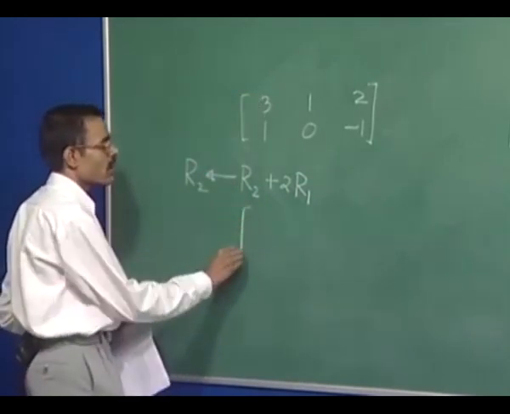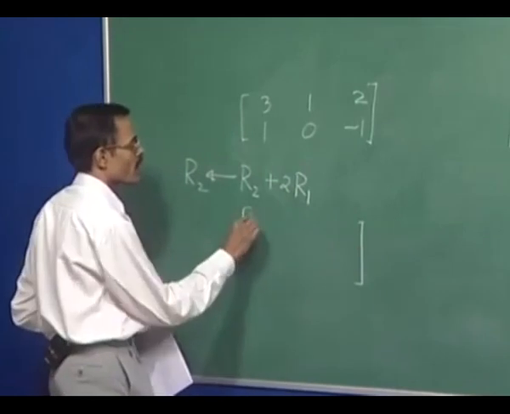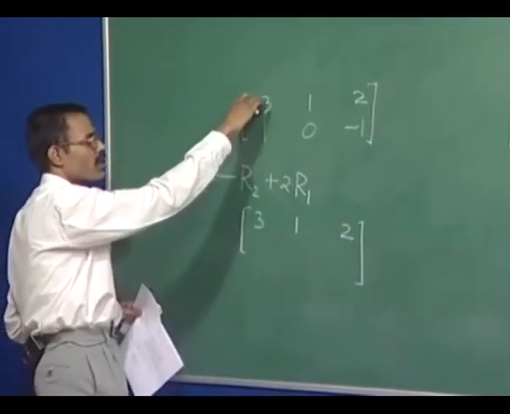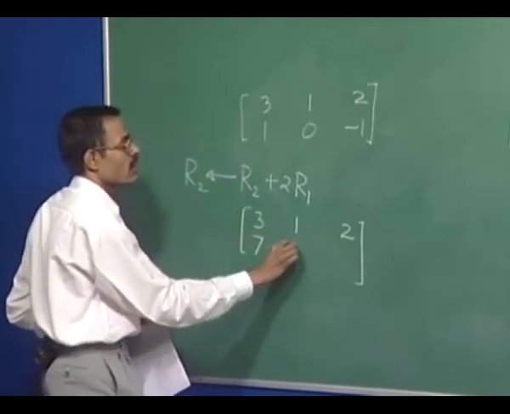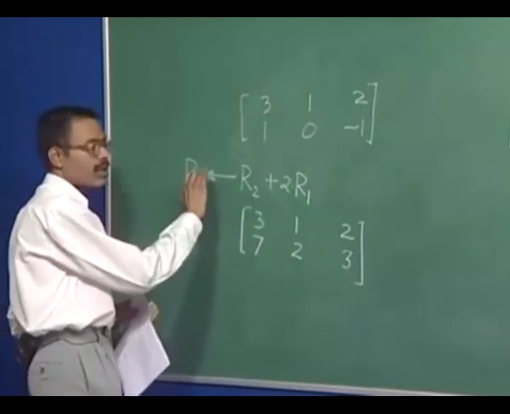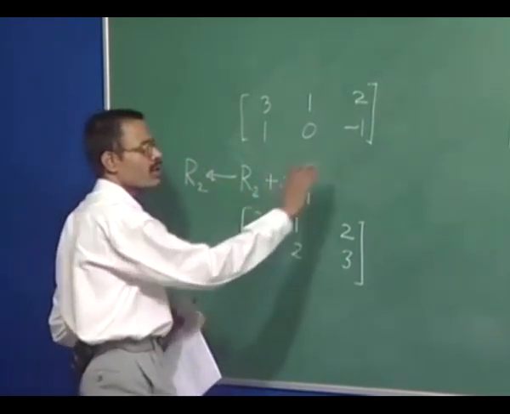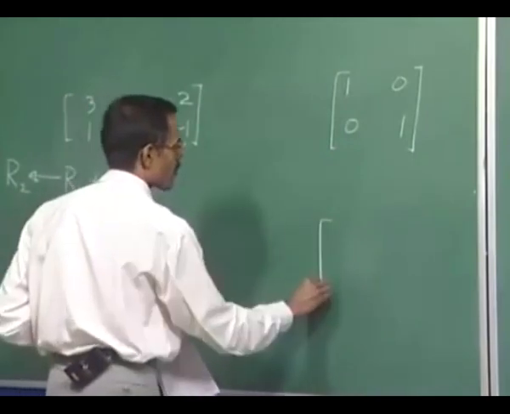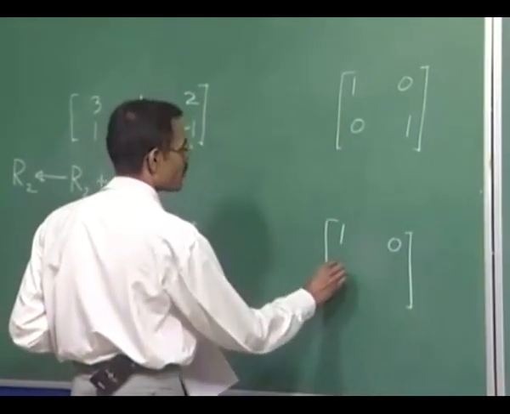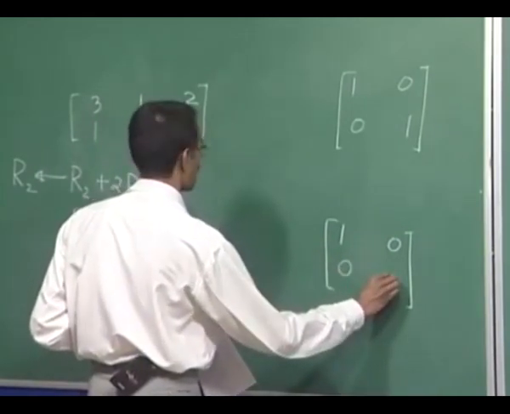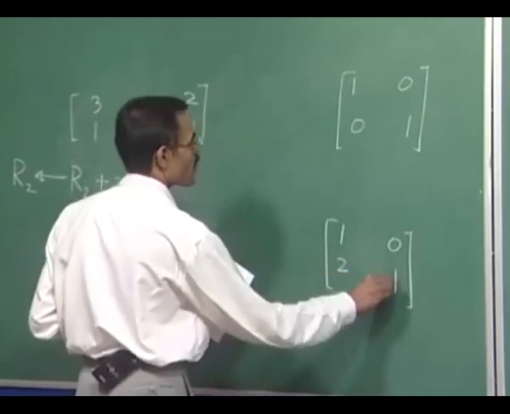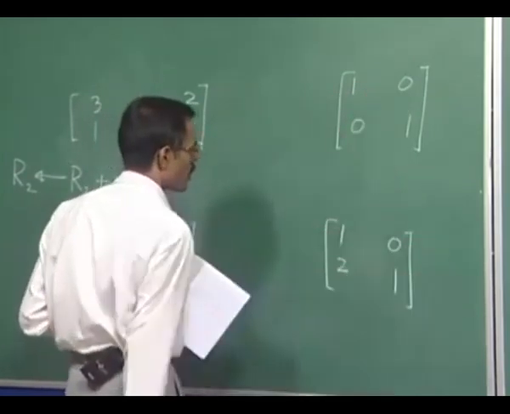If we do that, then what do we get here? First row remains unchanged, the second row gets twice the first row added to it. You get this. When you apply the same elementary row transformation to the identity matrix, twice the first row gets added to the second row, we get this matrix.